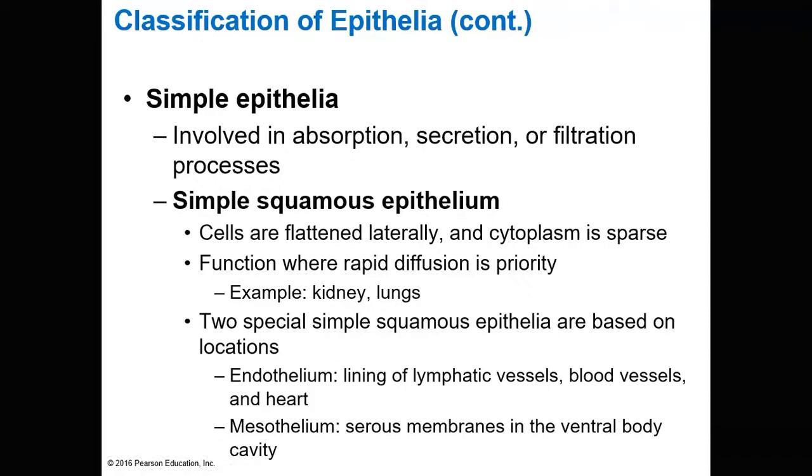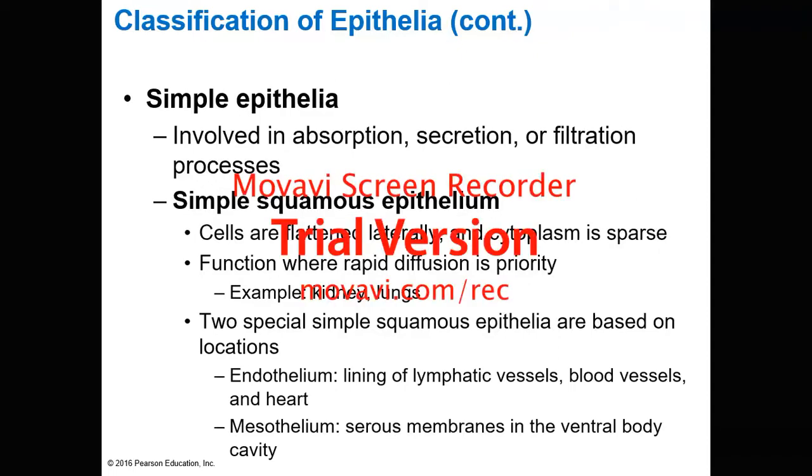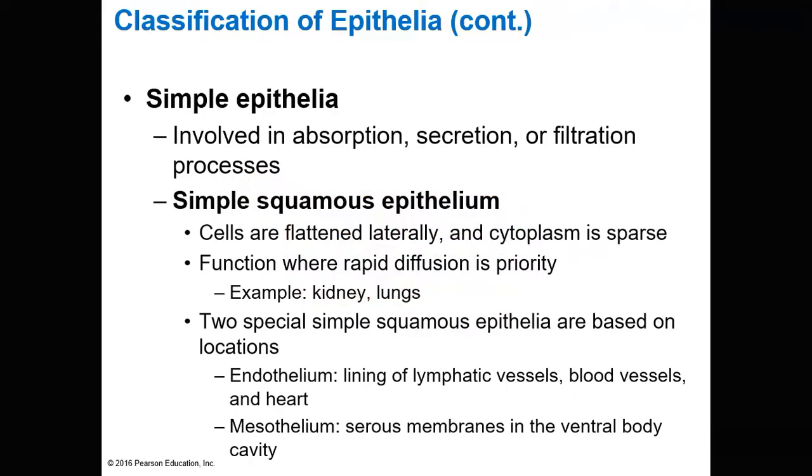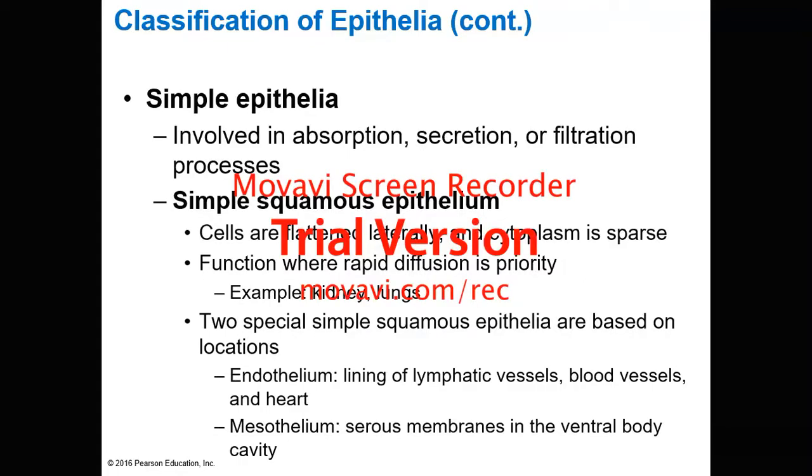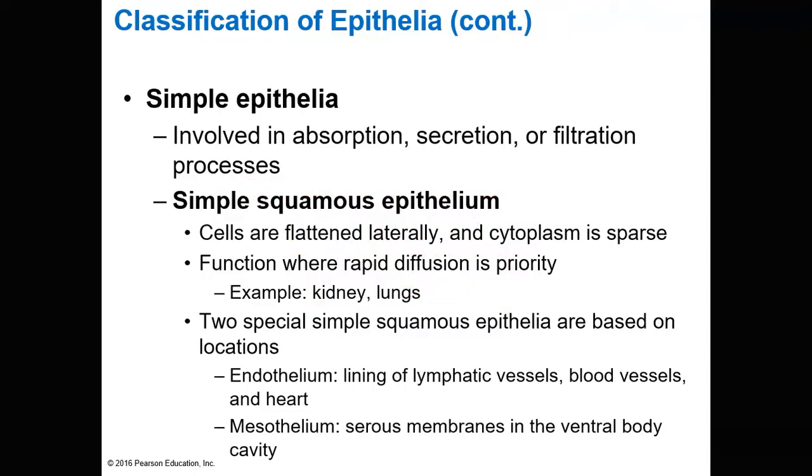All right, so again, let's talk a little bit more about simple epithelium. When you're dealing with a single layer of cells, simple epithelium is going to be involved with things like absorption, secretion, or filtration. These are processes where you want diffusion to take place easily. One layer of cells can allow diffusion to take place easily, for things like absorption, secretion, or filtration.